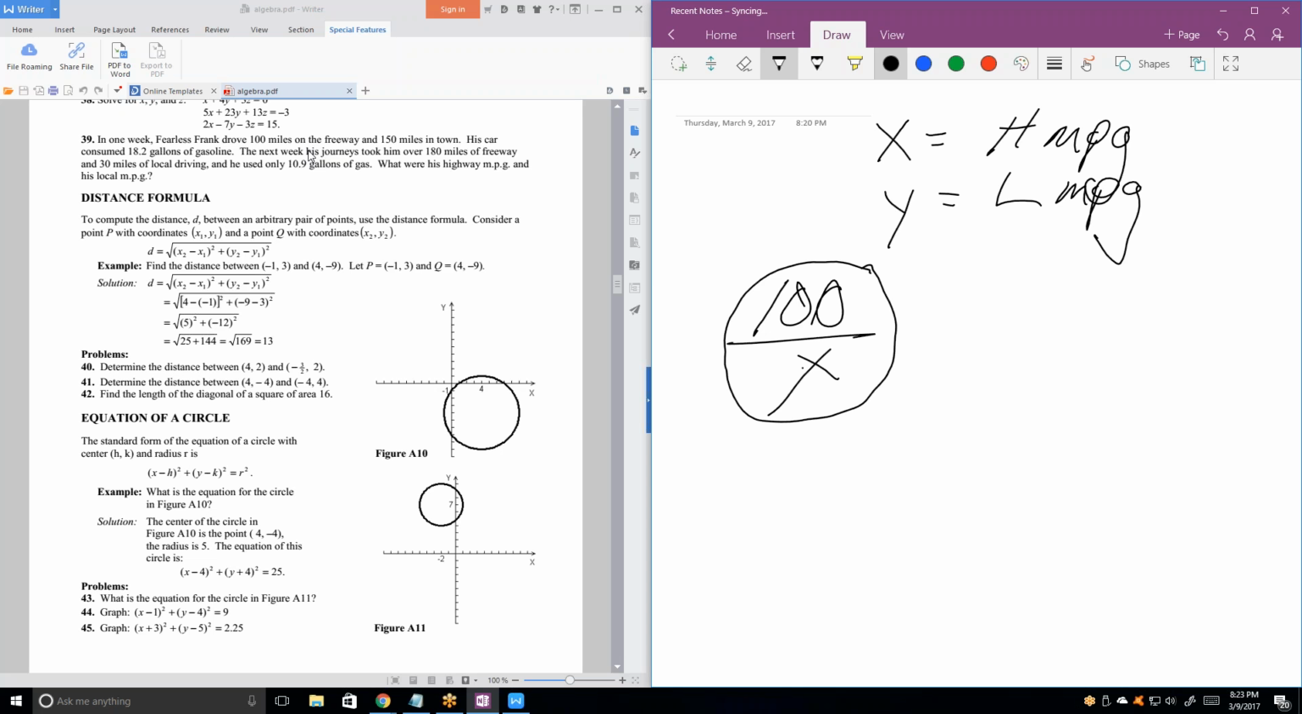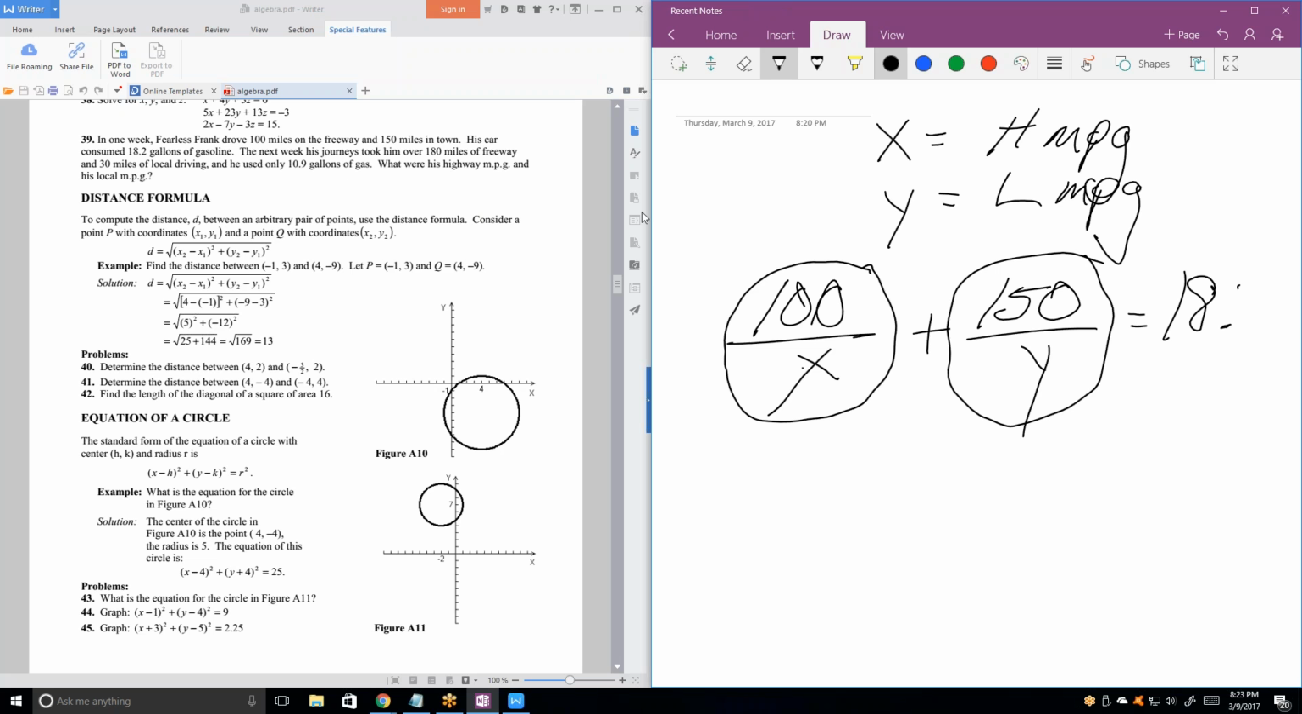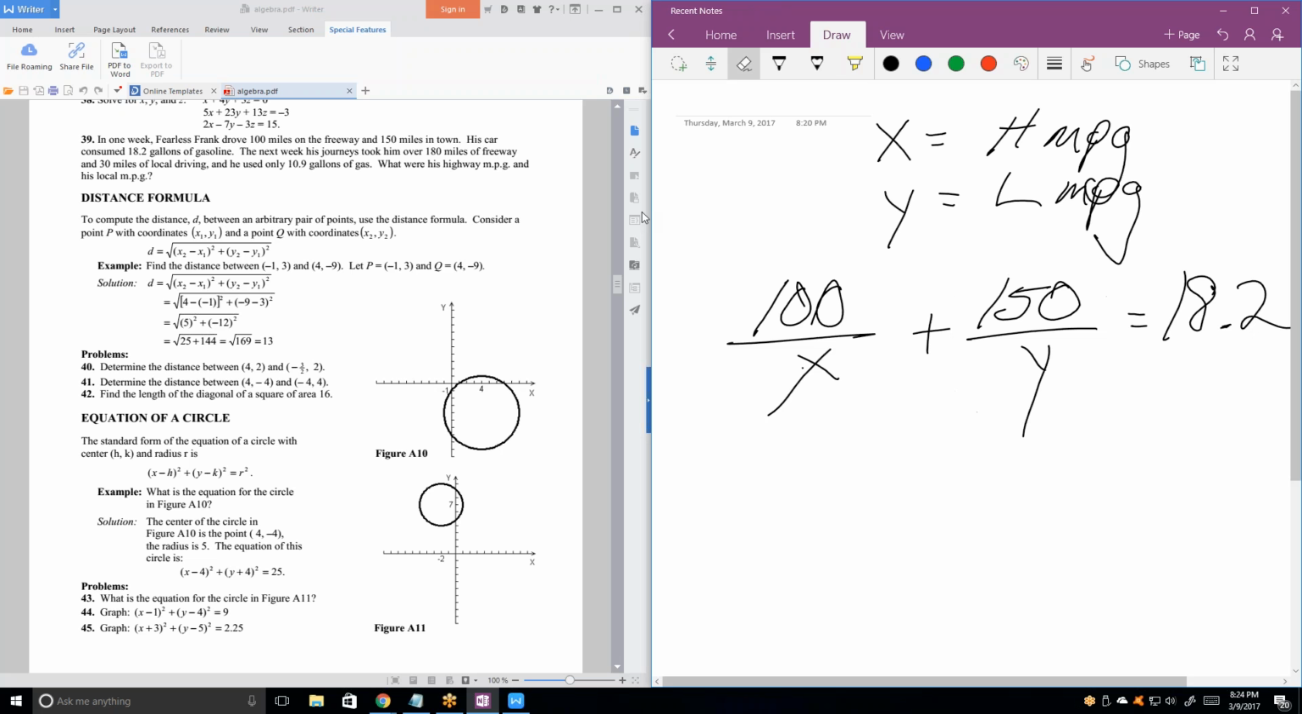Plus 150 miles in town divided by Y is the number of gallons he's going to use driving in town. And they're telling us that all of that's equal to 18.2. So there's one equation. But always know this: if you have more variables than you have equations, you can't solve it. It's got an infinite number of solutions. So this equation alone is not going to let me solve it.